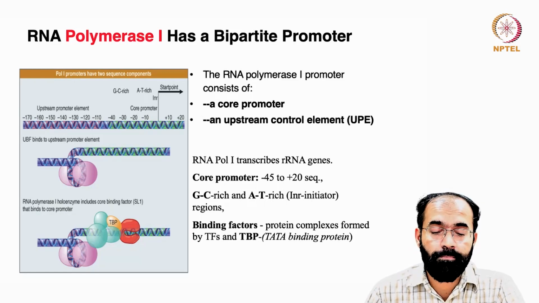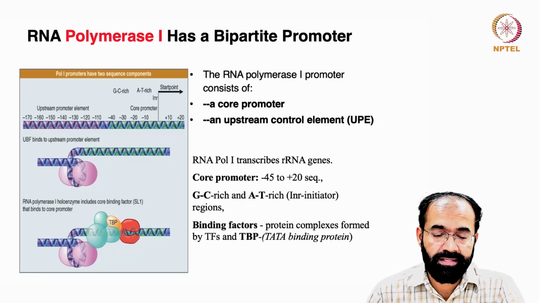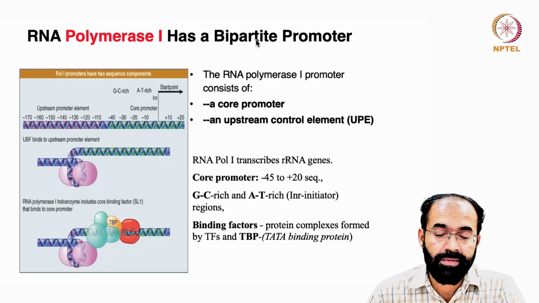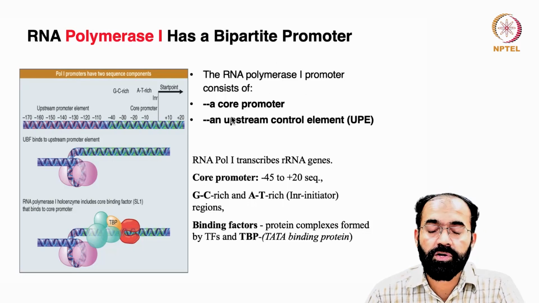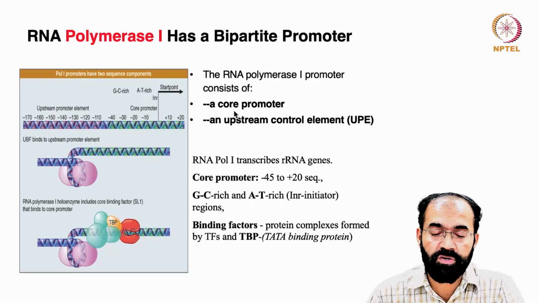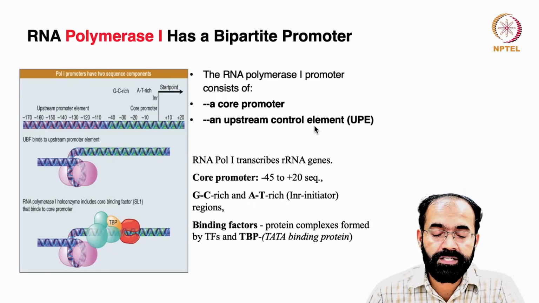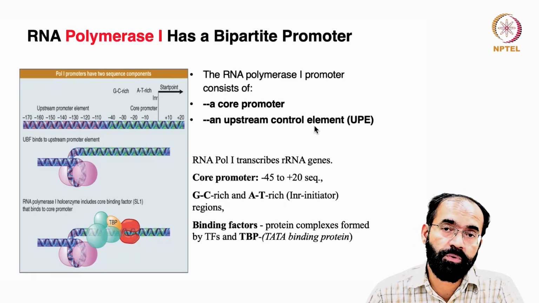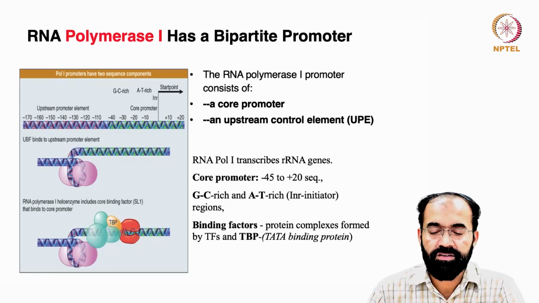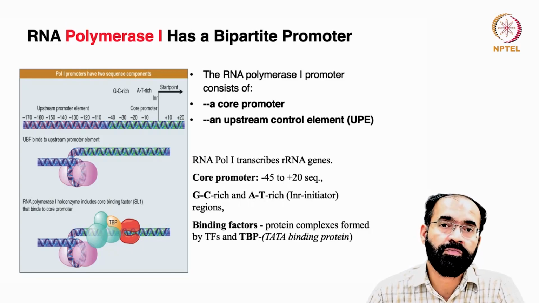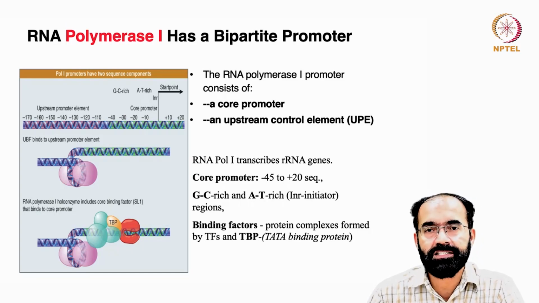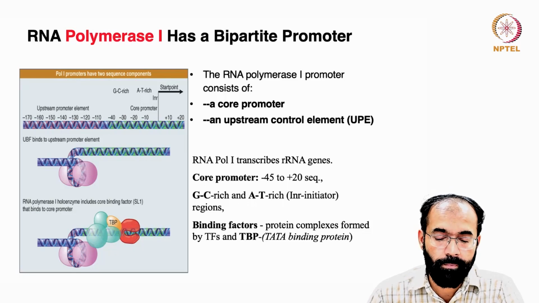This is called a bipartite promoter. That means it has sequence elements upstream as well as downstream, and this promoter has a core promoter region and an upstream control element, UCE. So the upstream control element and the core promoter both are important for the functionality of polymerase 1, but it is less complex compared to polymerase 2.